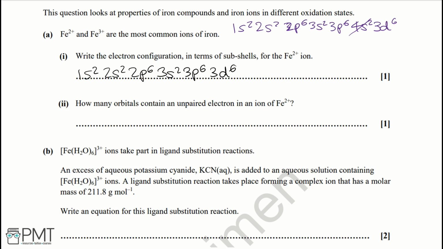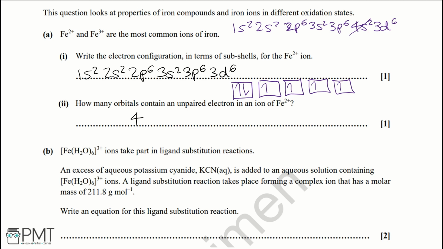Part 2. How many orbitals contain an unpaired electron in an ion of Fe2+? The unpaired electrons would be in the d subshell. If we were to write the d subshell, we would draw it as 5 squares because we could have a maximum of 10 electrons, and we would singly fill each square once with 1 electron spinning up, but then we have 6 electrons because of 3d6, so we're going to have an electron spin down. That means we've got 4 orbitals with an unpaired electron in Fe2+. To get the mark for this question, you must write 4 on the answer line provided.